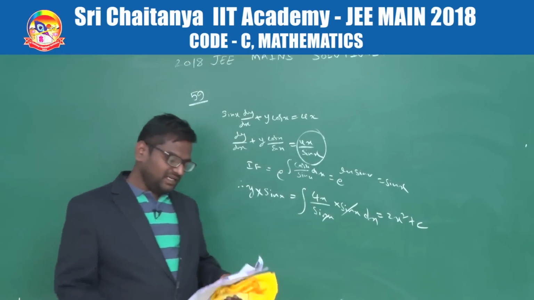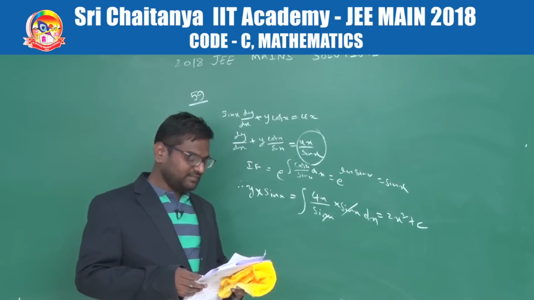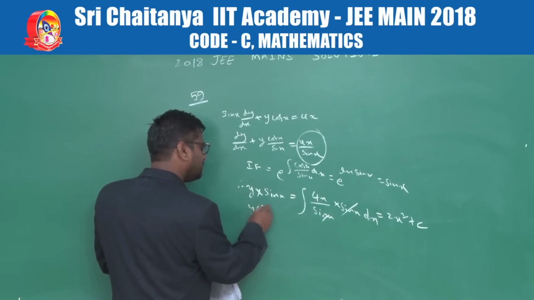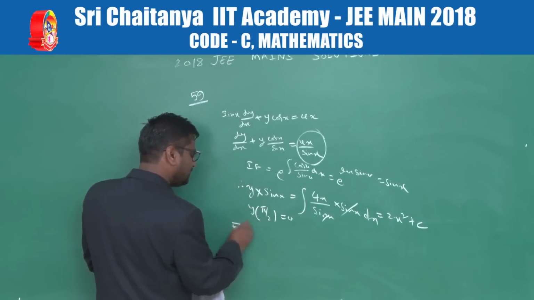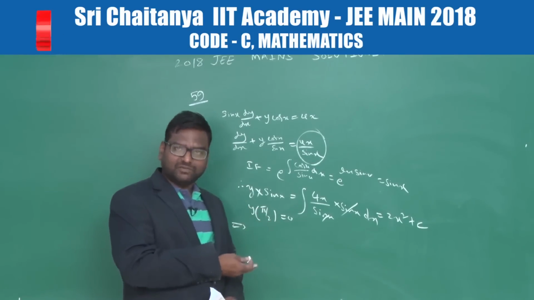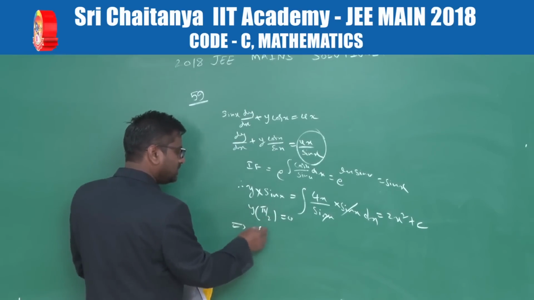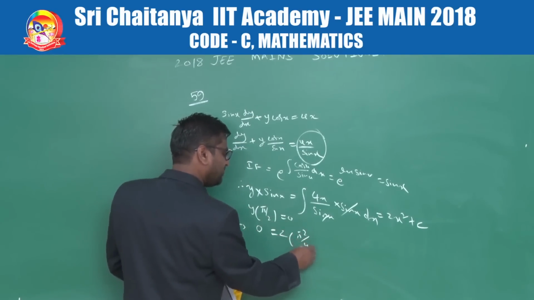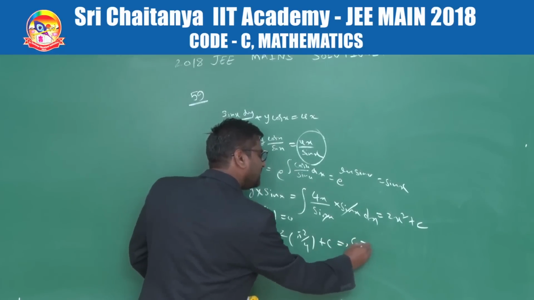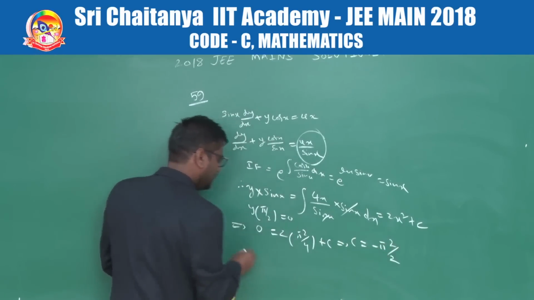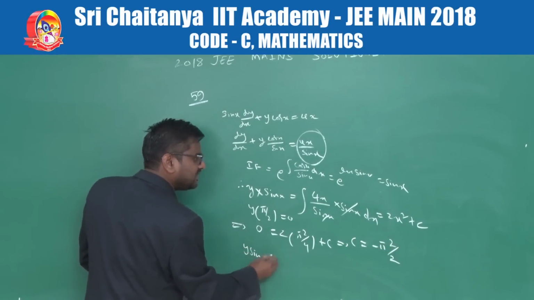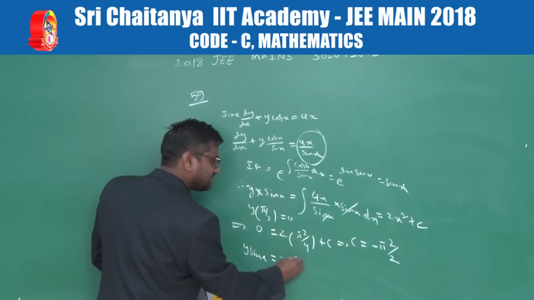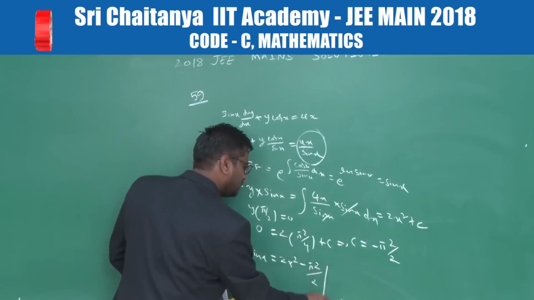In order to find the value of c, he has given an initial condition, that is y of pi by 2 equal to 0. That means we have to put x equal to pi by 2, y should be 0. So 0 equal to 2 into x square, pi square by 4 plus c. So c will be minus pi square by 2. Therefore, y sin x equal to 2 into x square minus pi square by 2.